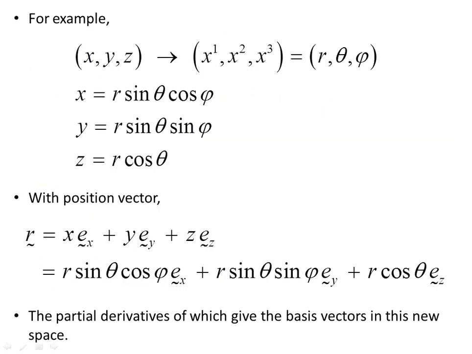Alright, next one. Now, as an example, x, y, z Cartesian coordinates, and we're going to let our generalized coordinates be spherical polar coordinates. So x1 is r, x2 is theta, x3 is phi, and the transformation is x is this, z equals r cos theta, and so on. Now, the position vector is a familiar form. Write that out. Alright, now the partial derivatives of which give the basis vectors in this new space.